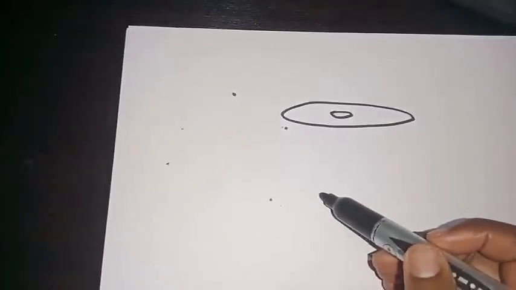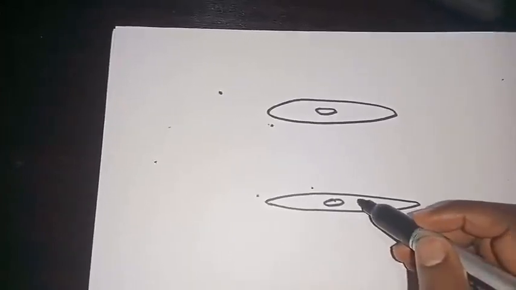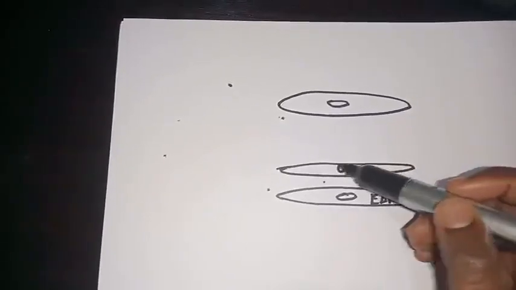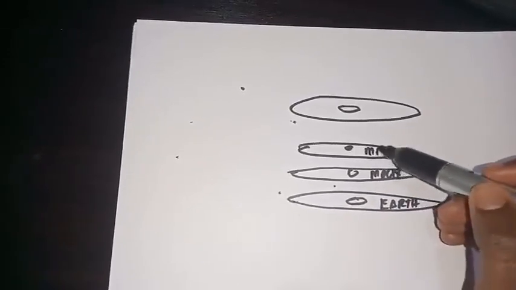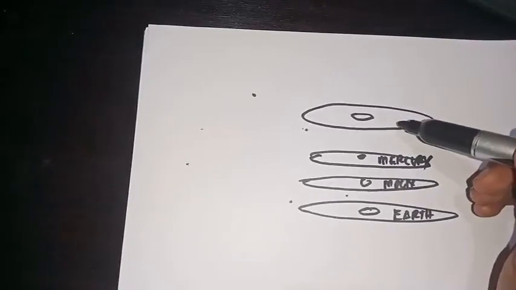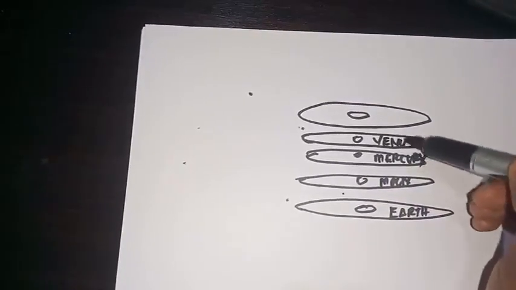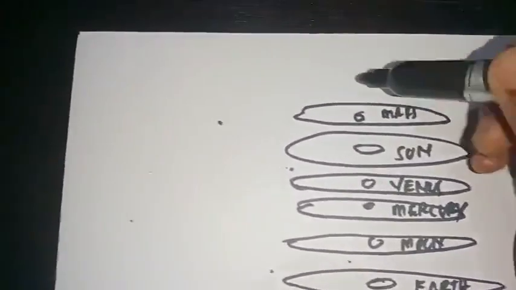So here is the earth down below. The geocentric model, we have the earth here. And the next one is the moon. And then you have Mercury. And then we have Venus. And then you have the Sun. And then you have Mars. And then you have Jupiter. And then you have Saturn.